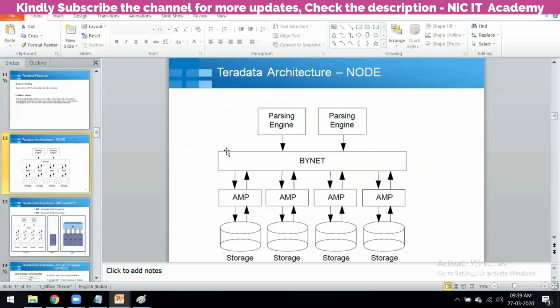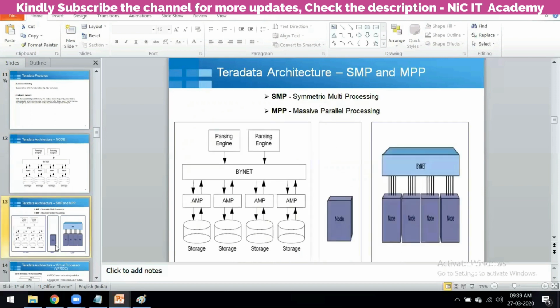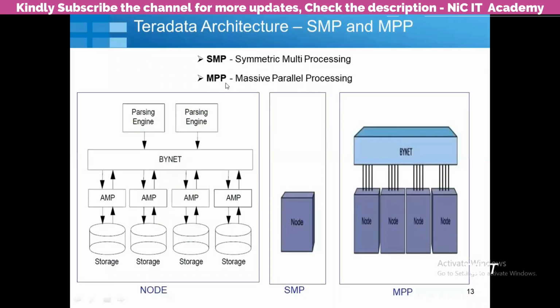So this is the architecture of one particular node, one SMP. I told you, one SMP, and we will see each and every component now. SMP is nothing but symmetric multiprocessing. MPP is nothing but a collection of SMPs. So this is one single node. Here we have 4 AMPs, but in real time we have multiple AMPs. You can check how many AMPs there are in your database. I will give you some metadata query to check it. This is one single SMP, a single node.